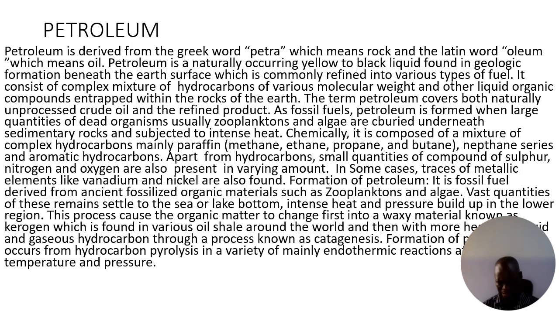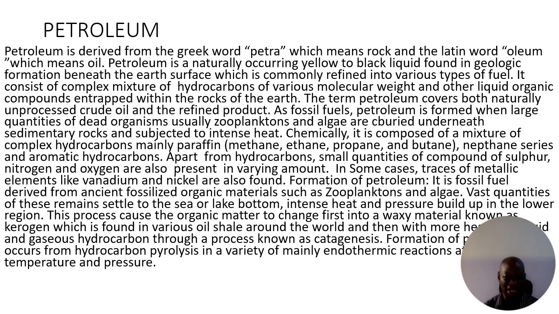As a fossil fuel, petroleum is formed from large quantities of dead organisms, usually zooplankton and algae, buried underneath sedimentary rocks and subjected to intense heat. Chemically, it is composed of a mixture of hydrocarbons, mainly paraffins such as methane, ethane, propane, and butane, the naphthalene series, and aromatic hydrocarbons. Apart from hydrocarbons, small quantities of compounds of sulfur and oxygen are also present in varying amounts. In some cases, traces of metallic elements like vanadium and nickel are also found.